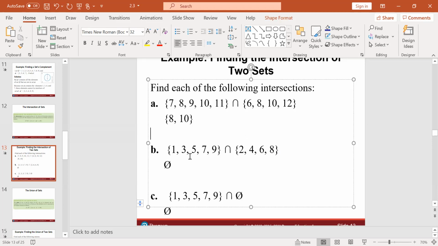If we intersect this 1, 3, 5, 7, 9 with 2, 4, 6, 8, well, they've got nothing in common. This is some odd numbers. These are some even numbers. You intersect them, they've got nothing in common. Thus, the answer is the empty set, which is still a set.